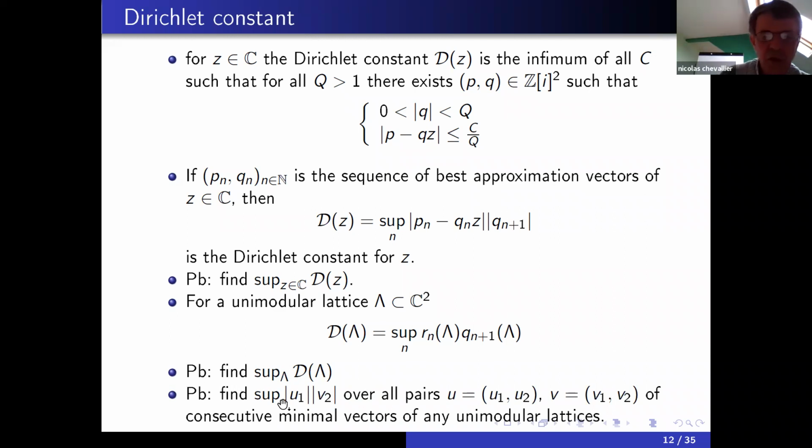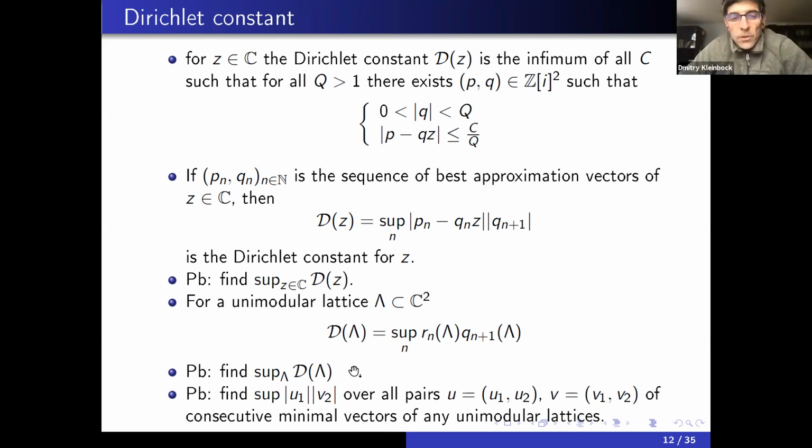You can compute the sup of all the product modulus of U1 times modulus of V2 for all pairs of consecutive minimal vectors in all unimodular lattices in C2. And obviously, this sup here will be larger than this sup here. It is this one we want, but this one is larger. And we will try to compute this sup.